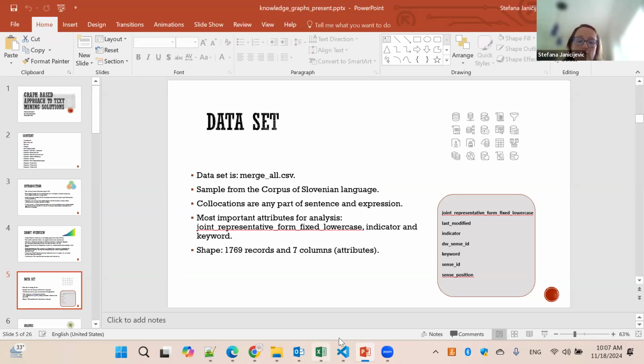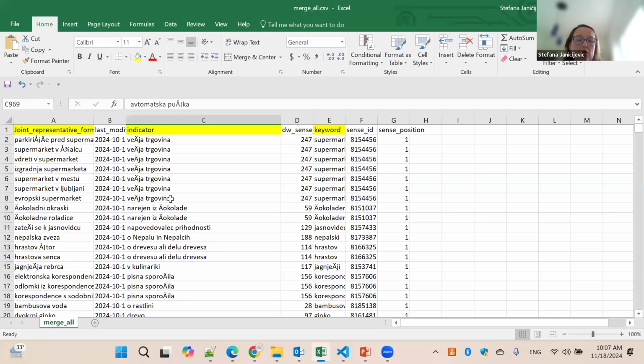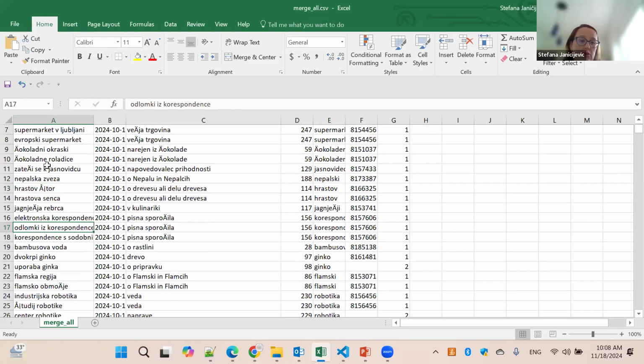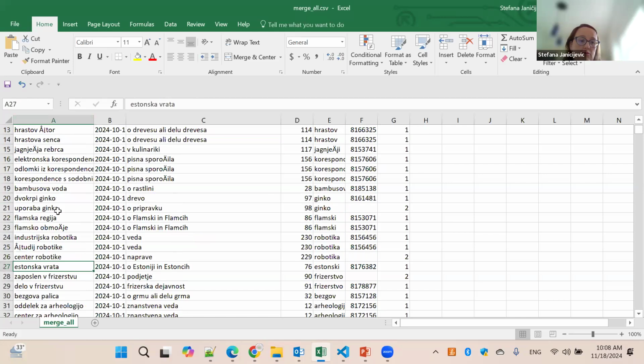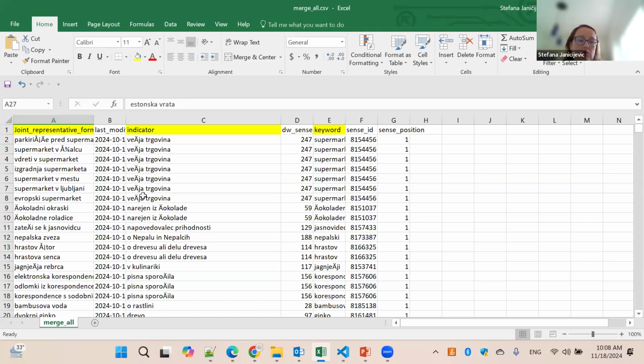I took one table, which you can see here. The joint representative form is a column that represents collocations, everything in the Slovenian language, and it's not readable, as you can see, because of encoding here, but it's not a problem when we are dealing with it. Indicator is sense. And keyword is also a relationship between sense and collocations. So we have collocation as a starting point.